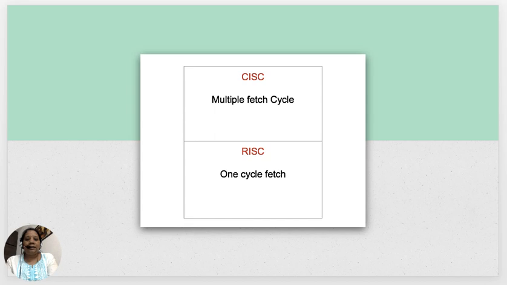But in RISC processors, since all instructions are of the same size, the time taken to fetch the instruction will be only 1 clock cycle. For instance, in an ARM processor, the data bus size is 32 bits. Therefore, the time taken to fetch a 32-bit instruction will be only 1 clock cycle. Now coming to the next difference.